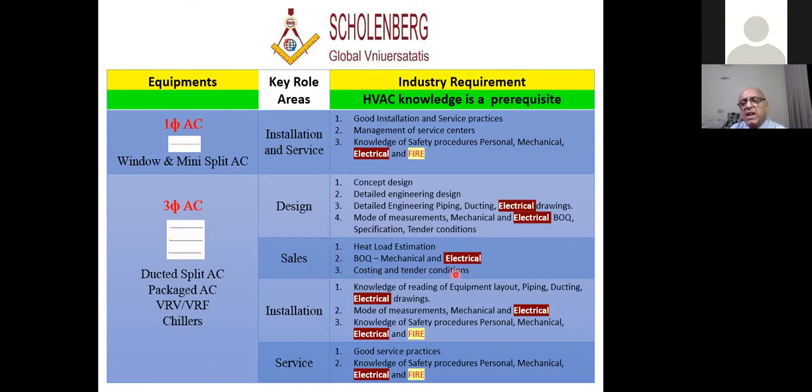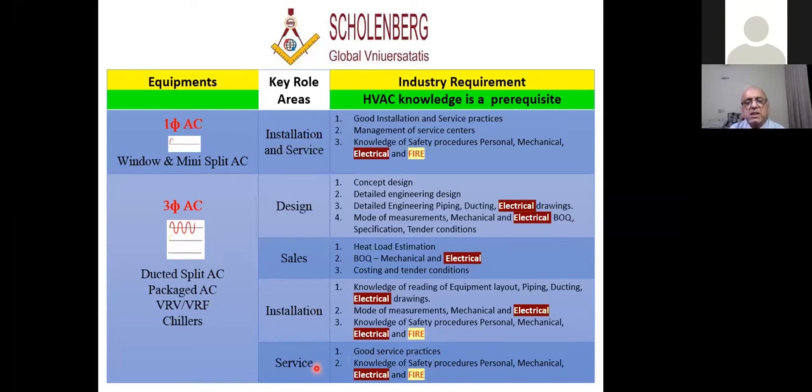3, costing and tender conditions. Then we have the installation areas. 1, knowledge of reading of equipment layout, piping, ducting, electrical drawings. Second is mode of measurements, mechanical and electrical. Third is knowledge of safety procedures, personal, mechanical, electrical, and fire.